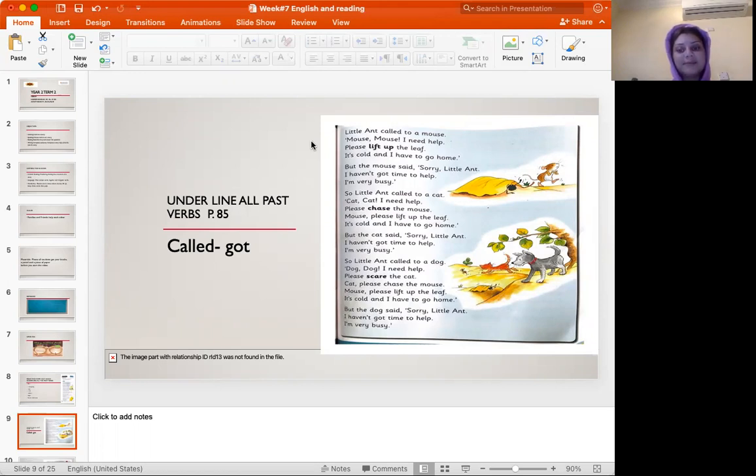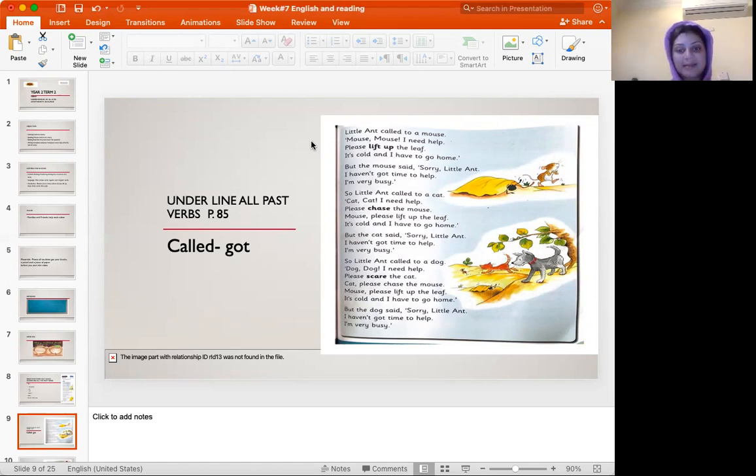I'm very busy." So little ant called to a cat. "Cat, cat, I need help, please. Chase the mouse. Mouse, please lift up the leaf. It's cold and I have to go home." But the cat said, "Sorry, little ant, I haven't got time to help. I'm very busy."